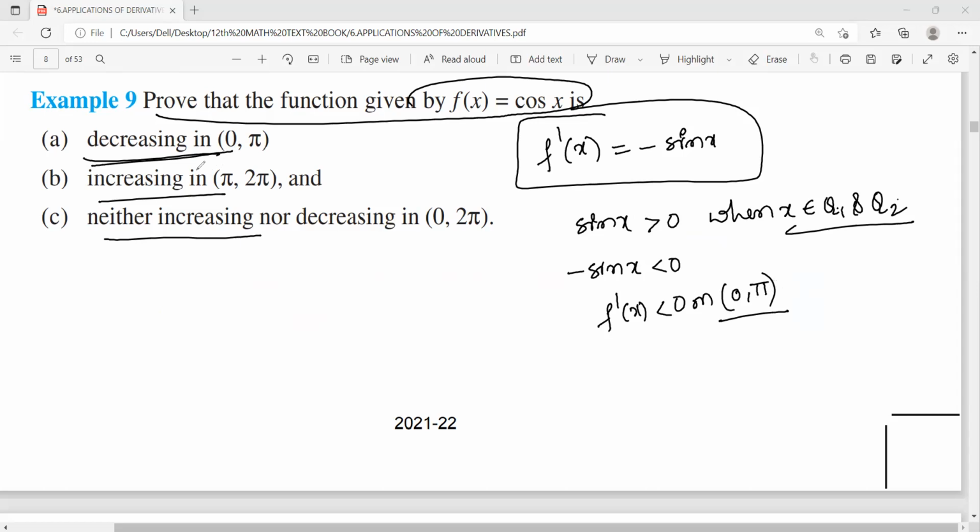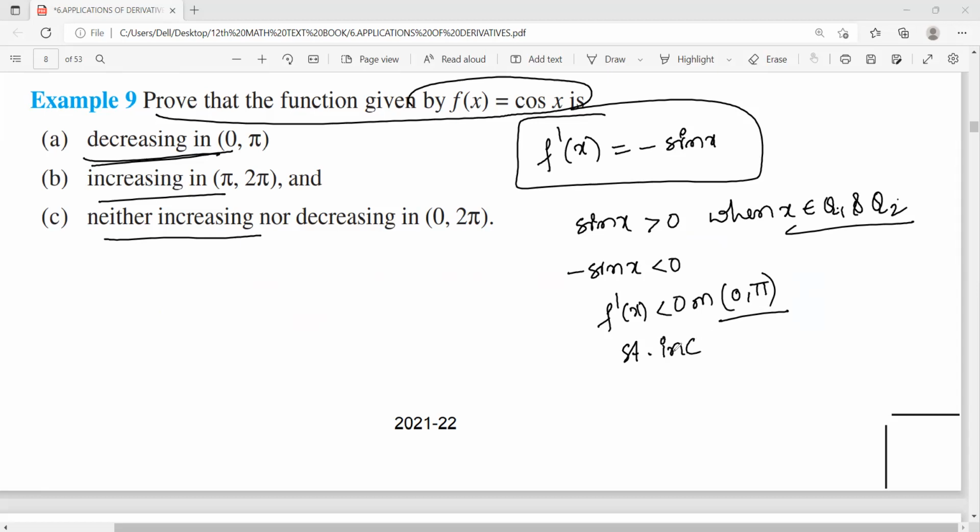We have to find f dash of x. Yes, so it becomes 1 at pi by 2. So there's no problem. So 0 to pi, that's why I'm saying strictly increasing. Strictly increasing. Okay.